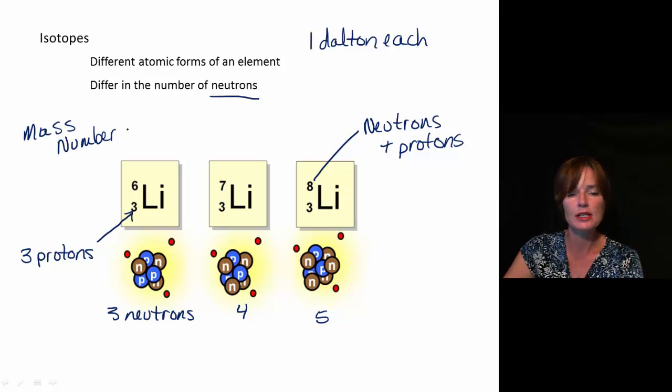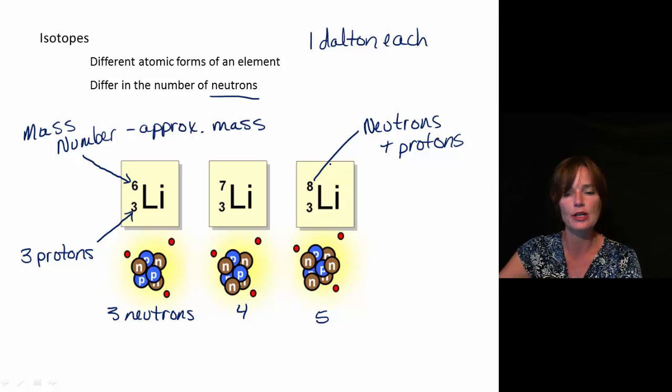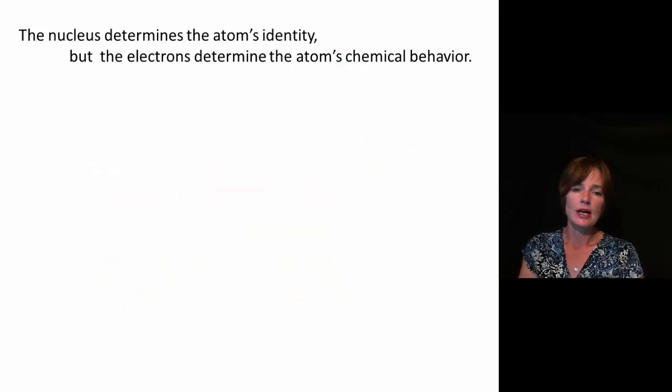So the mass number is an approximate mass. It would be written as a superscript right here in front of the element symbol. Now we've talked a little bit about the nucleus of the atom, and that's because the nucleus is going to determine the atom's identity. So it's going to tell us what element we're actually looking at, tell us a little bit more about that element as far as what its mass actually is.